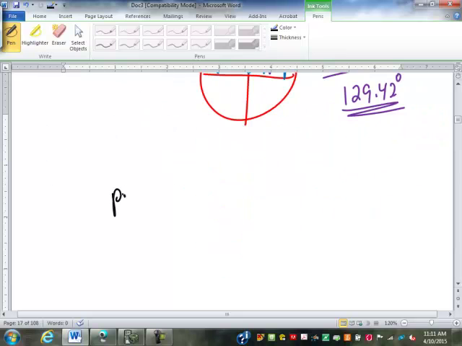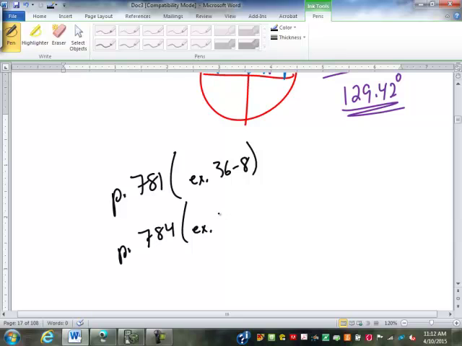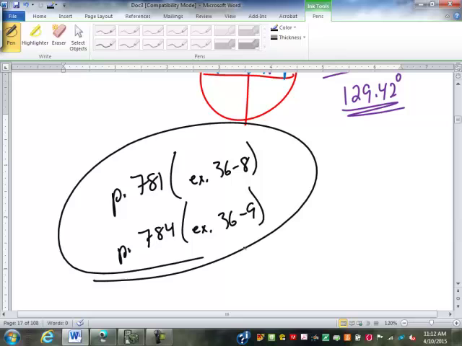So out of your books, on page 781, exercise 36-8. And also on page 784, exercise 36-9. Goes over the law of sines and solving triangles with the law of sines. Like I said, on Monday we'll do more examples, answer homework questions, maybe get to law of cosines on Monday and do a quiz. At some point in the next week, you guys are going to have a unit test coming up.